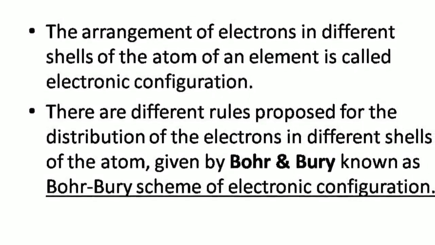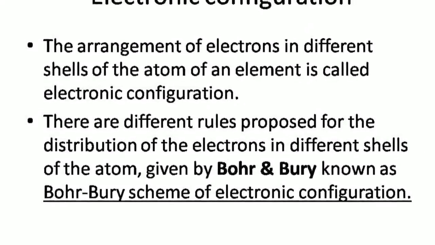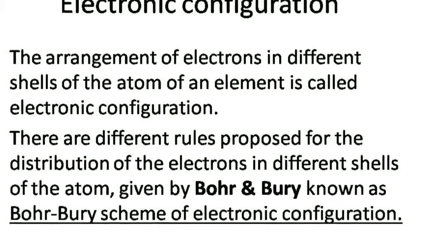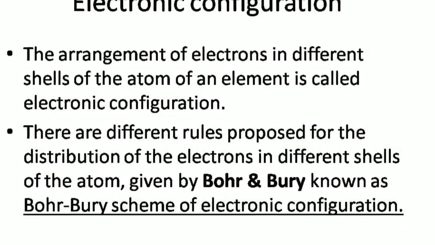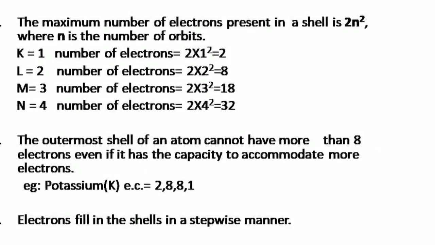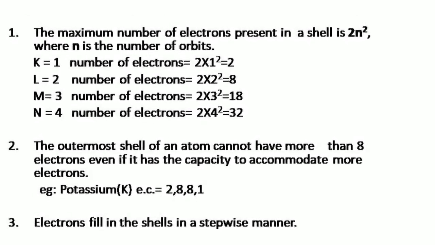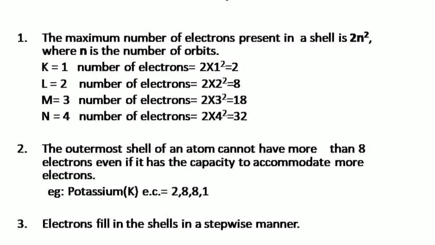The arrangement of electrons in different shells of an atom of an element is called electronic configuration. The different rules for electronic configuration by Bohr and Bury are as follows. According to Bohr and Bury, the number of electrons present in a shell is given by the formula 2n square, where n is the number of orbits.